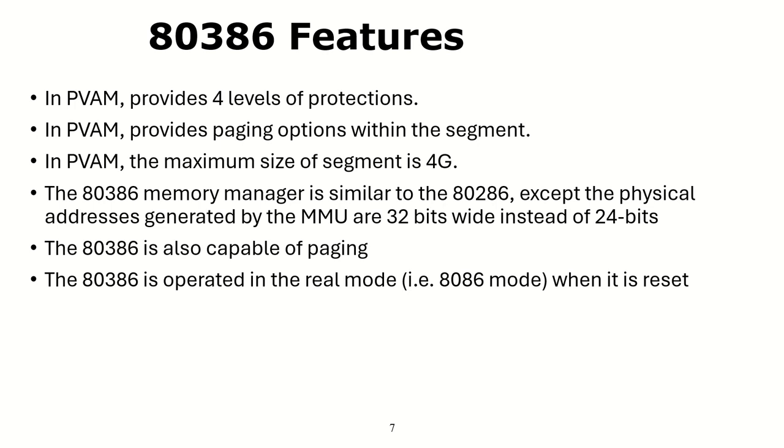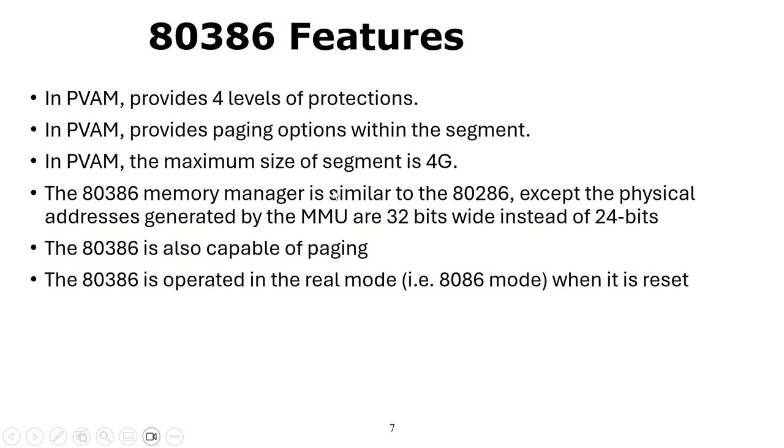In PVAM mode, interestingly, the maximum size of the segment is 4 GB. Why 4 GB? Because your offset value is 32-bit here. So being 32-bit, your segment size is 4 GB. However, when you are in 286, your offset value is, let's say, 24-bit, so 2 to the power of 24. If it is 8086, your offset value is 16-bit.